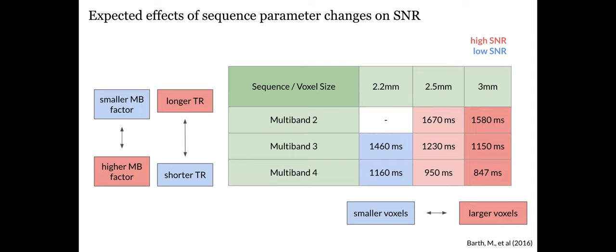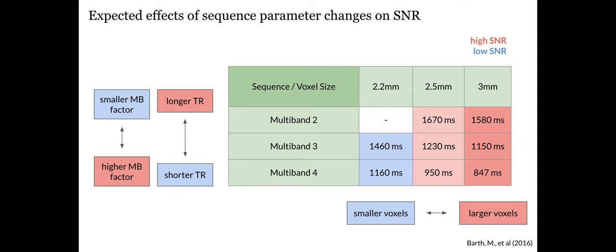Here we're showing the same table as before, where now entries are colored in red, where we expect to see high SNR, and blue, where we expect to see lower SNR comparatively. A shift from blue to red from left to right is based on our expectation that an increase in voxel size results in an increase in SNR, because more spins will be excited per voxel. We also expect sequences with a longer TR to have a higher SNR. And finally, we expect sequences with a higher multiband factor to have a higher SNR, because SNR improves with the square root of n, where n is the multiband factor.